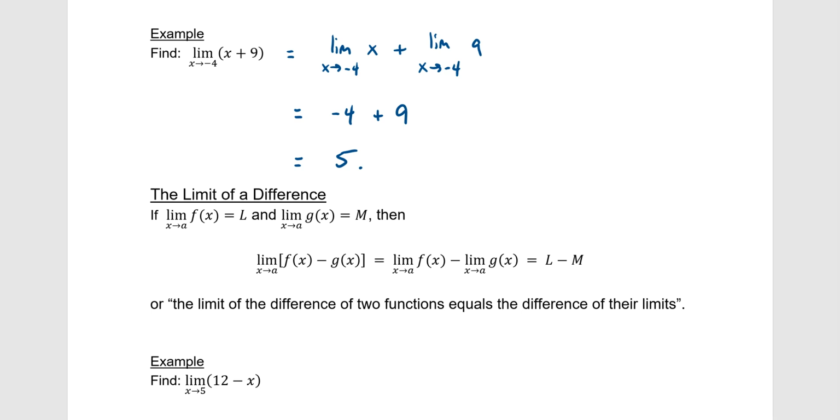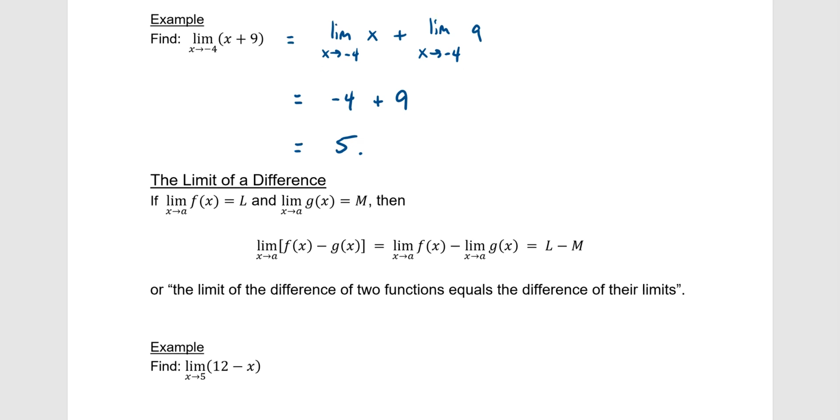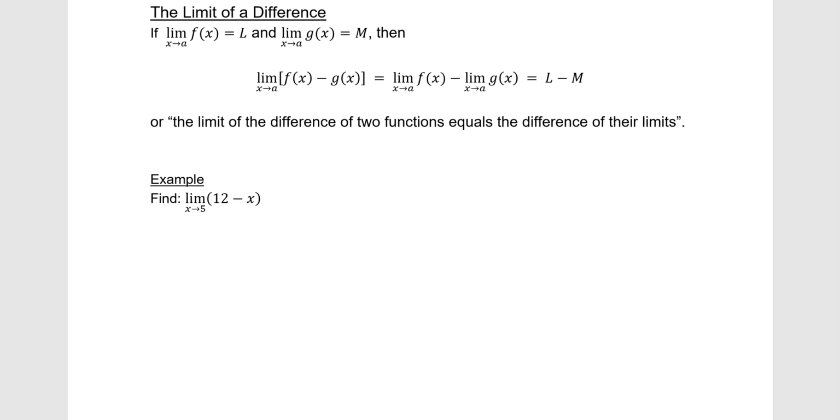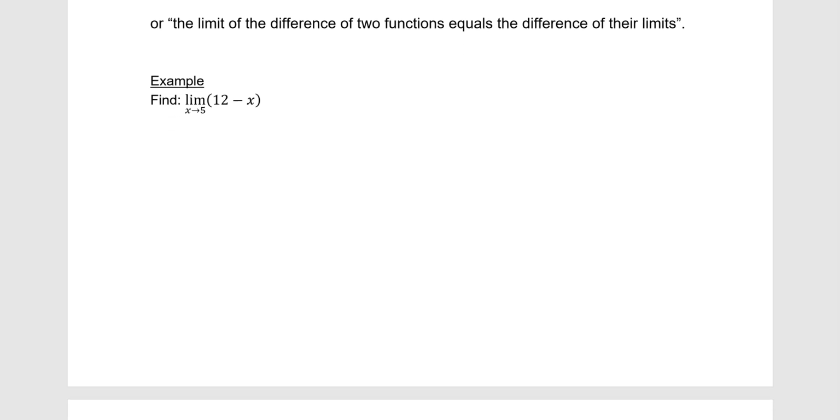Okay, so for that function, f of x equals x plus 9, as x approaches -4, the function is approaching 5. And we're going to see a simplified version of some of these rules in certain cases in a little bit. Okay, the limit of a difference. This is the same exact thing as what we just did, except it's not addition, it is subtraction. So let's just skip right to the example.